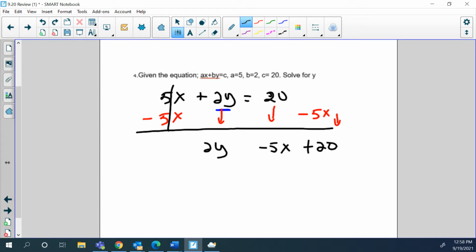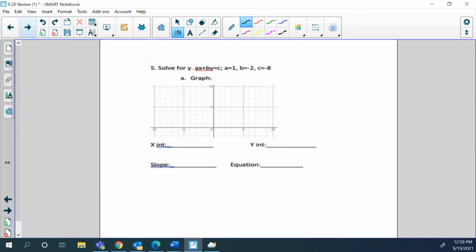Now I can touch the y. I'm going to divide by 2, divide by 2, divide by 2. That goes away, so I'm left with y is equal to negative 5 over 2x plus 10. All right? All right, next one is number 5.